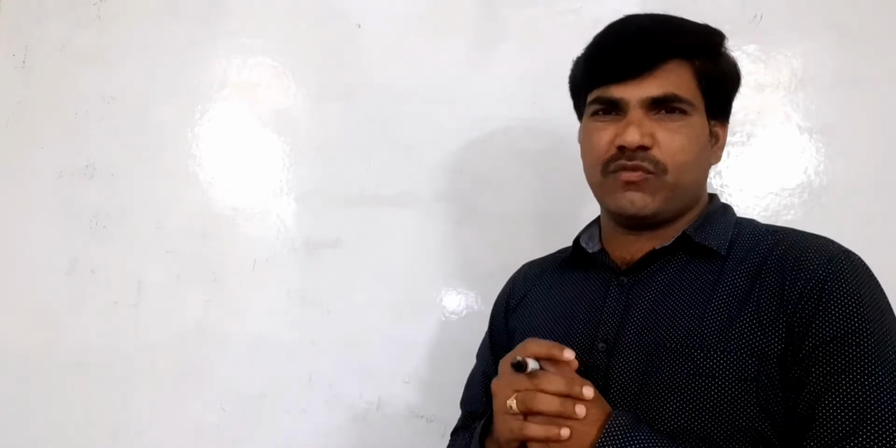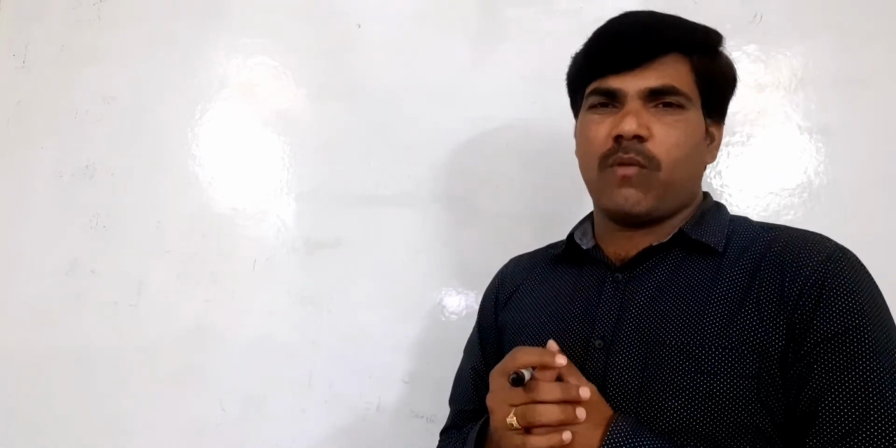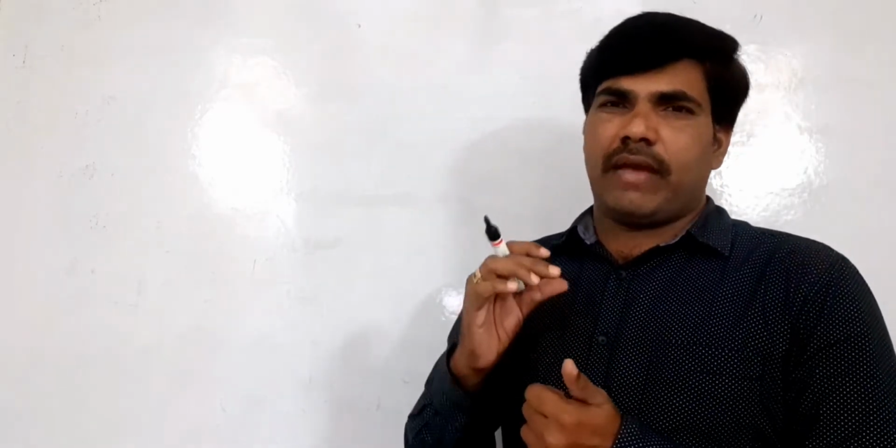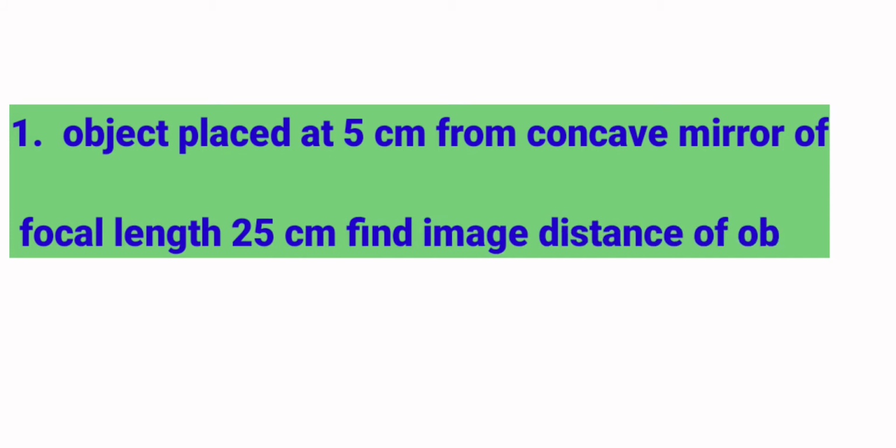In this part of the program, now I am going to discuss problems on the mirror equation and magnification. First problem: an object is placed 5 centimeters from a concave mirror, focal length 25 centimeters. Find the image distance of the object.